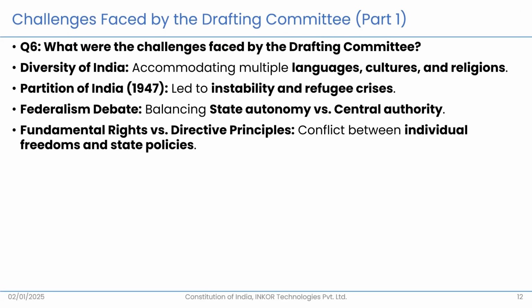The drafting committee faced several challenges while framing the Constitution. One major challenge was India's vast diversity. The Constitution needed to accommodate multiple languages, religions, and cultures, ensuring equal rights for all citizens. Another major hurdle was the partition of India in 1947, which led to massive political instability, communal tensions, and a refugee crisis. The debate on federalism was also intense. Some leaders wanted more autonomy for states, while others believed in a strong central government. There was also a conflict between fundamental rights and directive principles. Some leaders argued that individual freedoms should take priority, while others stressed the role of the government in ensuring social welfare.